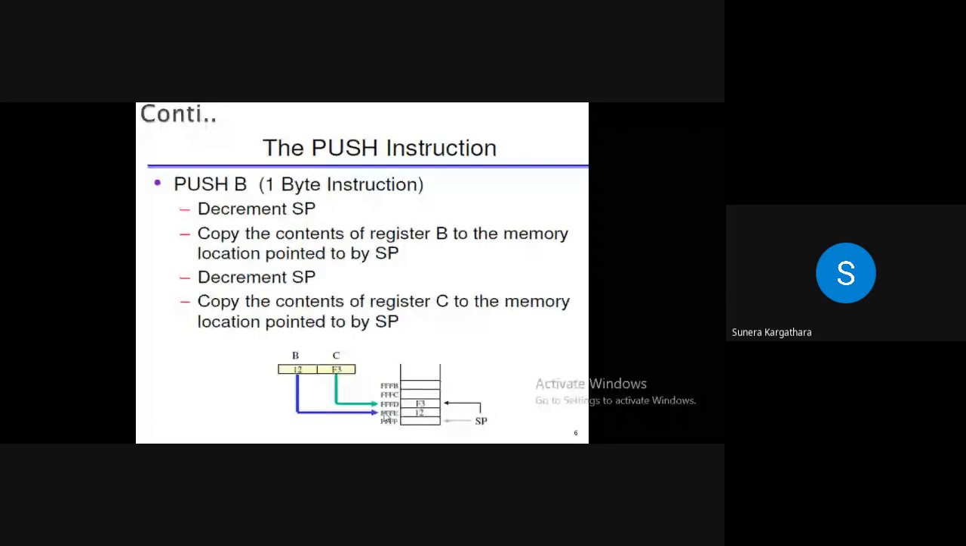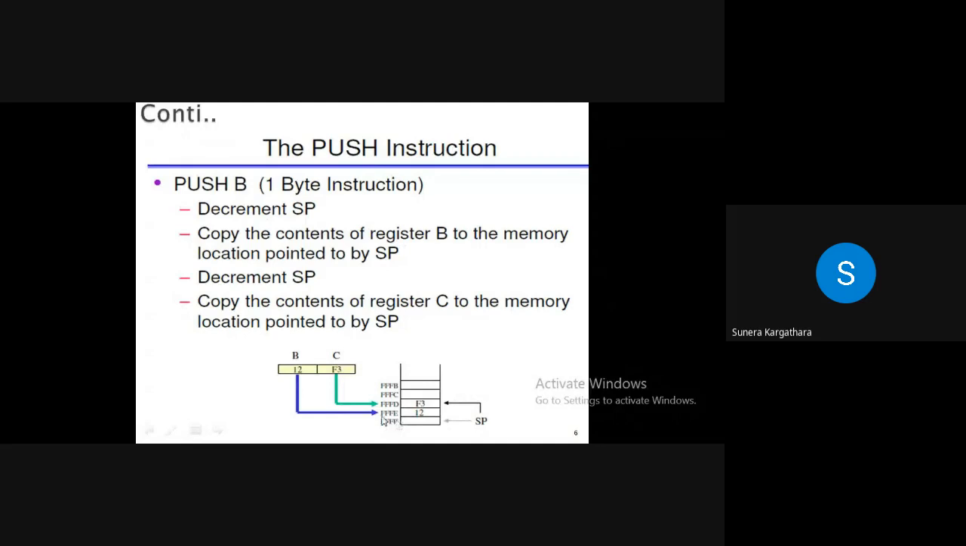Maximum value of my memory that I'm loading for my stack. So this 16-bit address is stored in the stack pointer. Now if I write push B, whatever the content of the BC pair, first my stack pointer will be decremented by 1. So SP becomes SP minus 1.